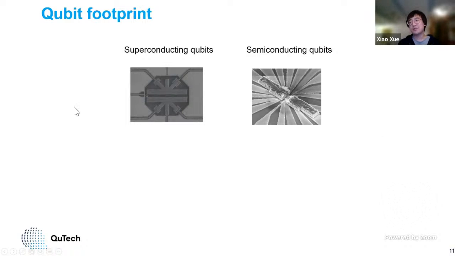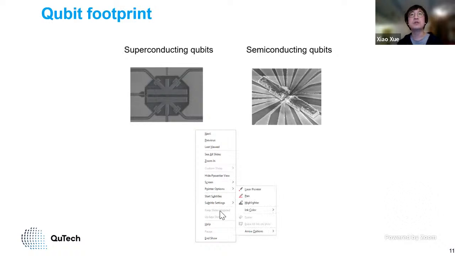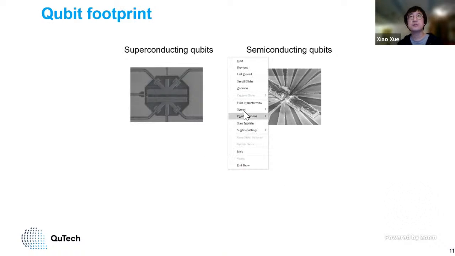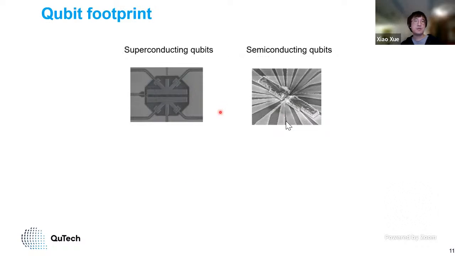So we always talk about solid state qubits, and we say that they are great for scaling. And there are two major solid state qubit platforms. One is the superconducting qubit. There are two major platforms for solid state qubits. One is the superconducting qubits, another is the semiconducting qubits.